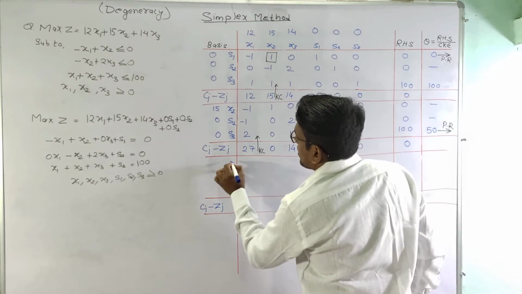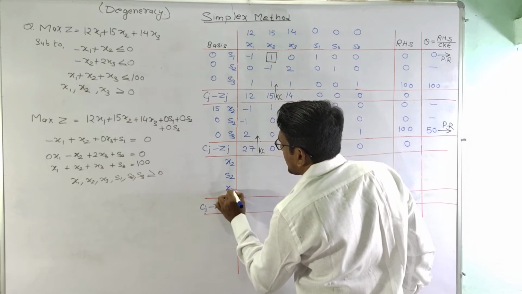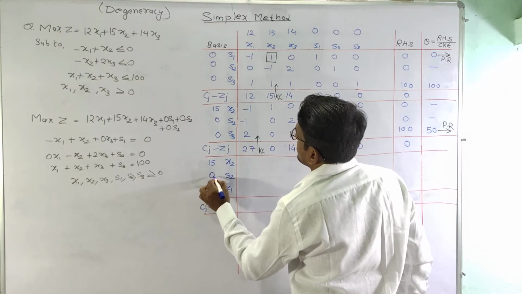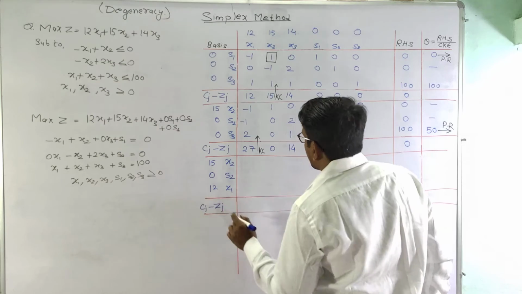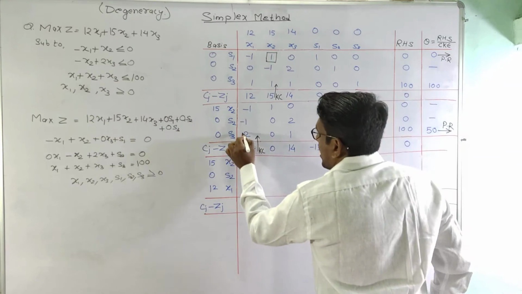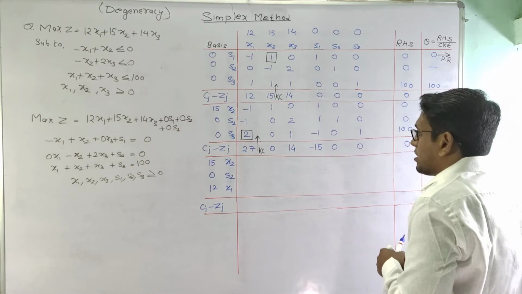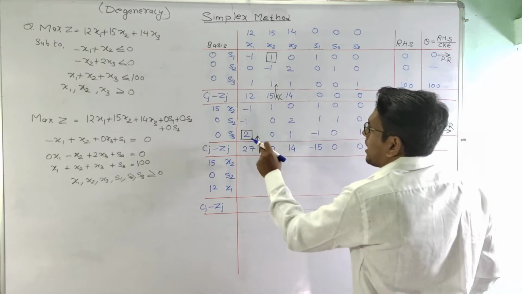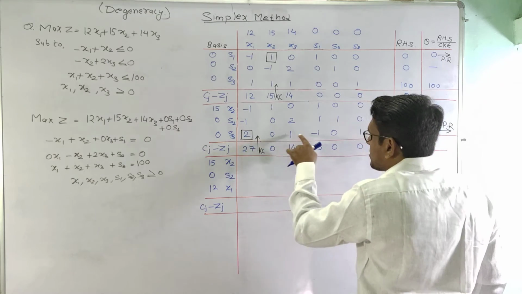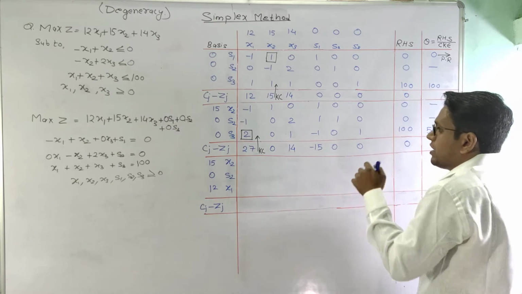So now x2, s2 and x1. The coefficient of x2 is 15, this is 0, this is 12, and now we have this as our pivot element. Now we need to make this element as 1 and the remaining values as 0. To make this as 1, what I'll do is I will divide row 3 by 2.